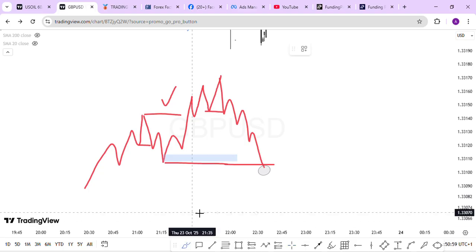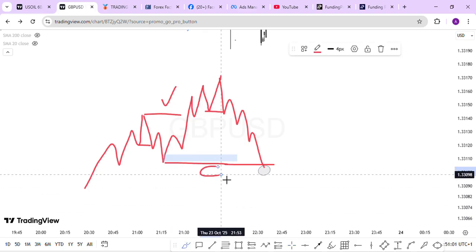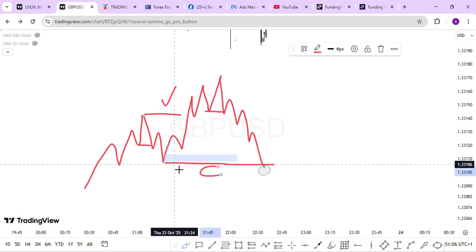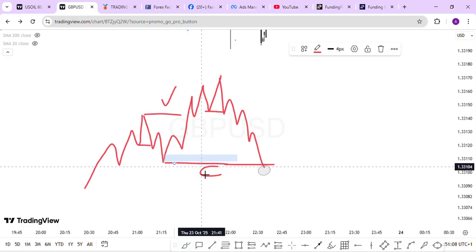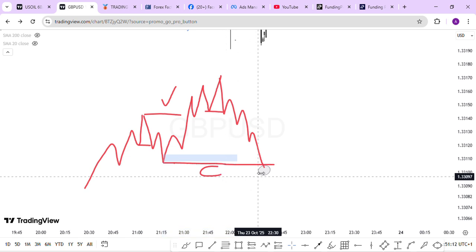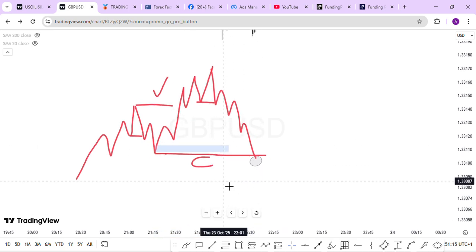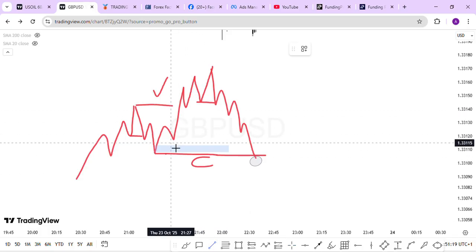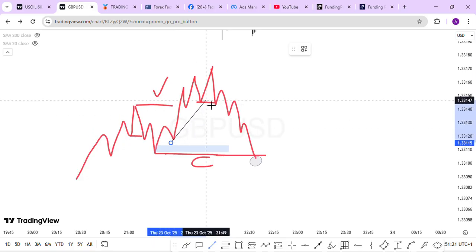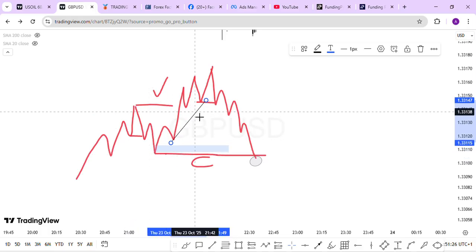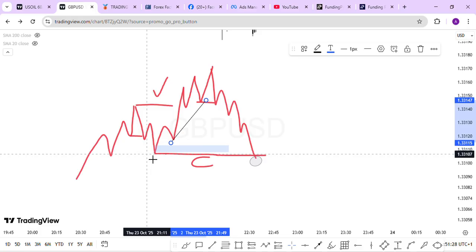This is not a change of character. The change of character is only confirmed when the candle closes below this level. That's when we confirm the change of character. But if that doesn't happen, it means it's an external liquidity grab. And as you can see, this is liquidity, these are liquidity. So it means that the market wants all the liquidity, including this internal liquidity, and it also needs the external liquidity.